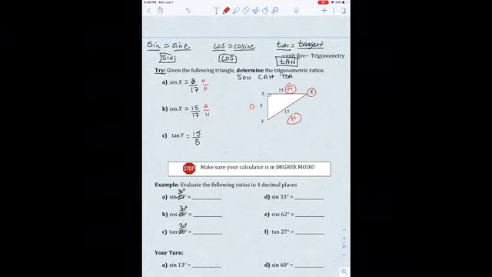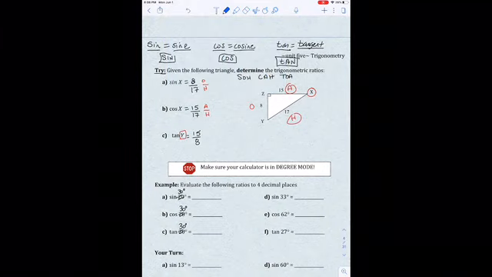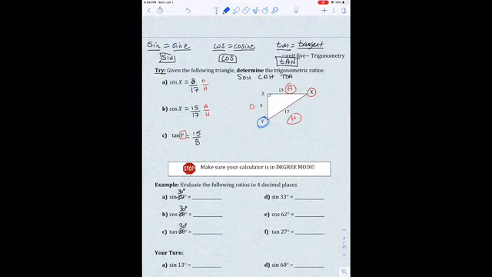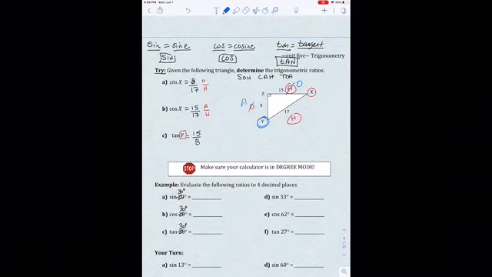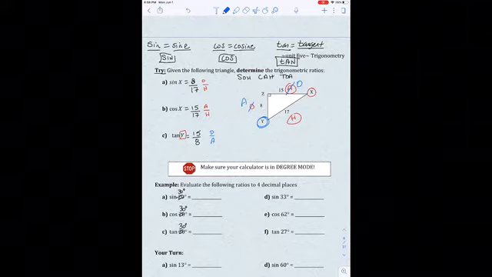Cosine was, of course, adjacent over hypotenuse, which was 15 over 17. And the tan, tan of y, did you guys notice that? We switched it on you. So tan of y, you had to come over here and you had to relabel. This is now the opposite and this is now the adjacent. So opposite and adjacent for tan of y would be 15 over 8.